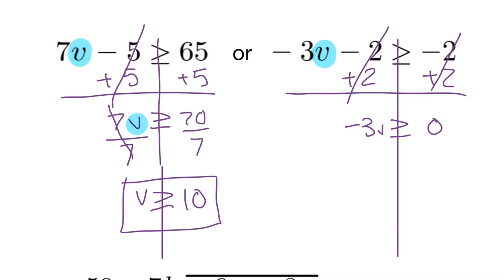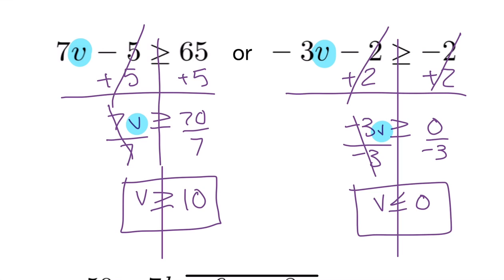Okay, so then I still want my v alone, so I'm going to divide by negative 3 on both sides. Okay, so these are v. Ooh, okay, hold on. So it looks like we divided by a negative number here. So remember, that means you've got to flip your sign. Okay, and then 0 divided by anything is just going to be 0. So we got our two answers here. v is greater than or equal to 10, and v is less than or equal to 0. Cool. All right, next one.